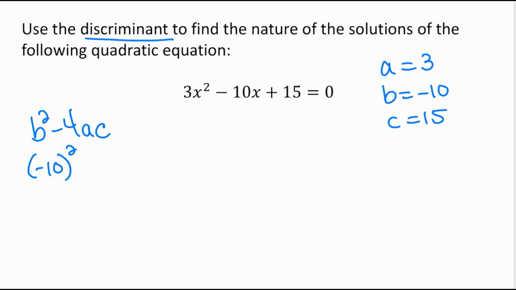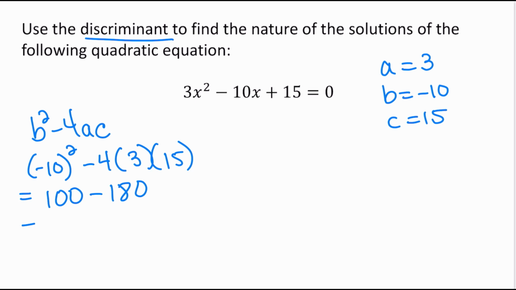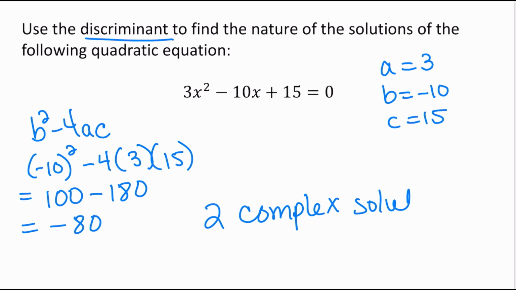On some calculators, when you put negative 10 squared, the calculator is quote unquote too smart. And so it's going to go ahead and square the number first and then multiply by a negative. Anyways, just make sure that negative 10 squared is positive 100. So then you have minus 4 times a, which is 3, times c, which is 15. So we have positive 100. 4 times 3 times 15 is going to give us negative 180. If I subtract, I get negative 80.